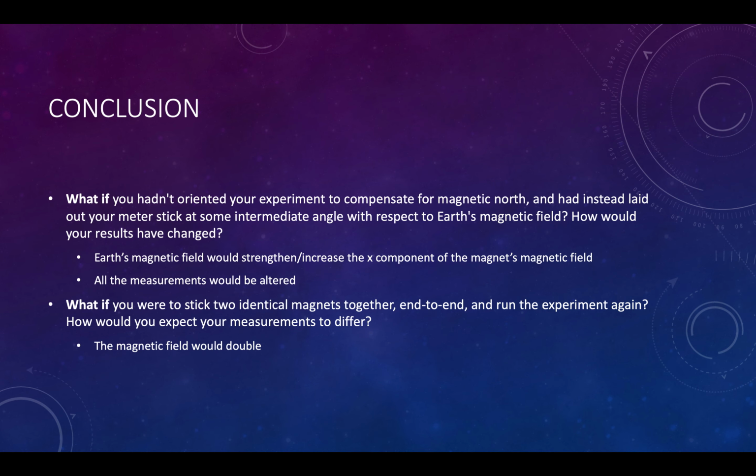In conclusion, if we hadn't oriented the experiment to compensate for magnetic north and how the results would change, Earth's magnetic field would strengthen or increase the x component of the magnetic field, so all of the measurements would have been altered. And if we were to stick two identical magnets together and run the experiment again, the magnetic field would double.